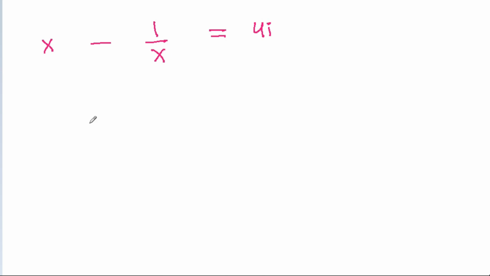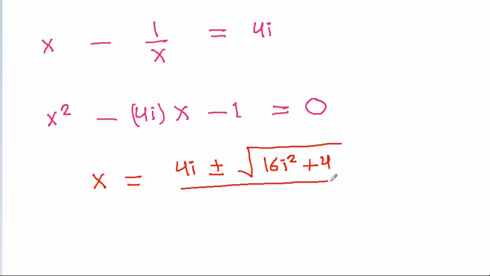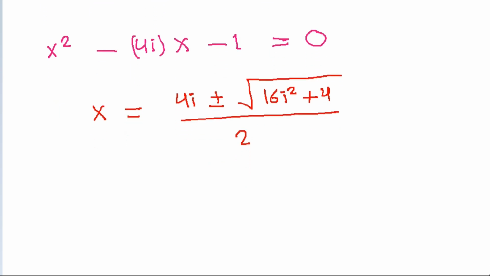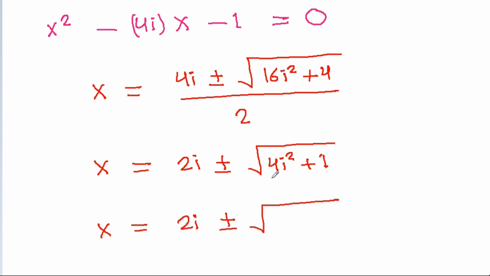Or we get x square minus 4i x minus 1 is equal to 0. Or we get x is equal to minus b, that is 4i, plus minus root under b square, that will be 16i square, minus 4ac, that will be plus 4, by 2a, that is 2. Or we get x is equal to, if we divide by 2, then we get 2i plus minus root under 4i square plus 1. Or x is equal to 2i plus minus root under i square is equal to minus 1. So we get minus 4 plus 1.